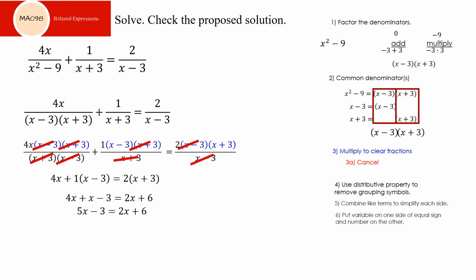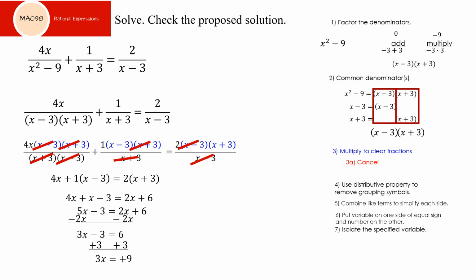Now I need to get the variable on one side and everything else on the other side. What I like to do is put all the x's on the left side, so let's do that first. I'm going to subtract 2x from both sides, which leaves me with 3x minus 3 equals 6. But I really need to get 3x by itself. So now I'm going to add 3 to both sides, which gives us 3x equals 9.